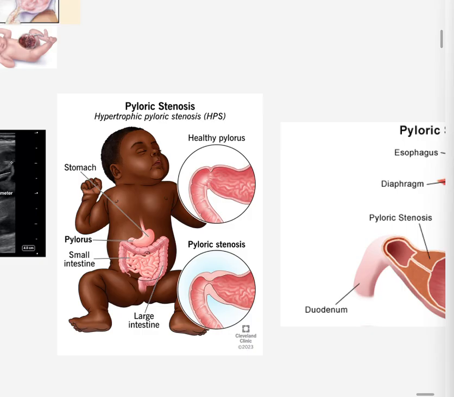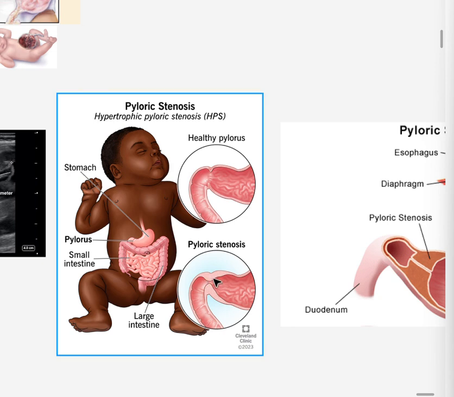So what do you get? You get projectile non-bilious vomiting. It's non-bilious because the obstruction is proximal to the ampulla of Vater. Now the ampulla of Vater is down in the middle of the duodenum, right? And that's where your bile duct is coming in. But it's non-bilious because this obstruction is way before the bile even enters the duodenum, right? So this problem is where the stomach is giving its content to the duodenum. So there's non-bilious vomiting.